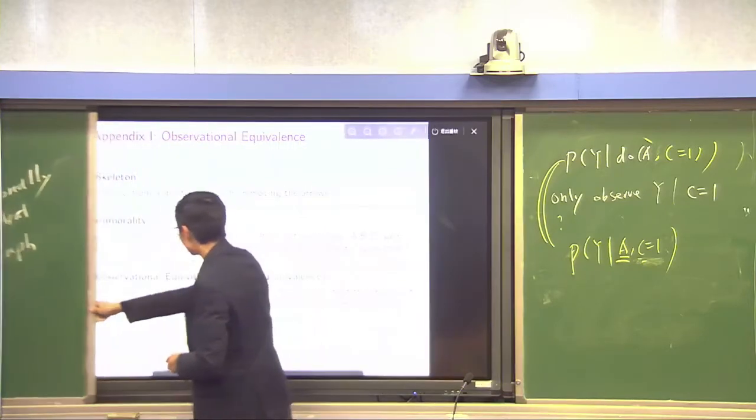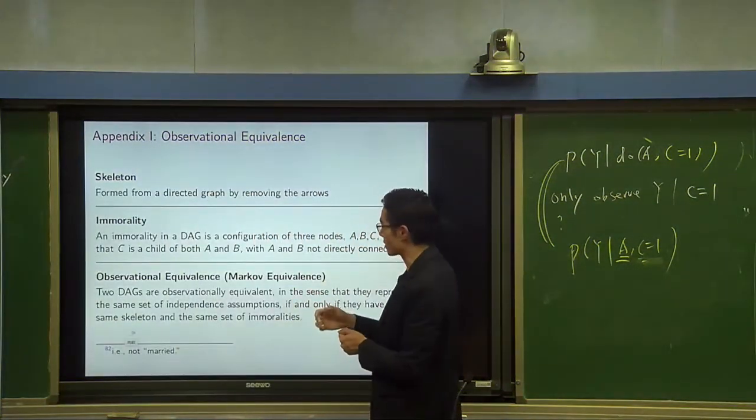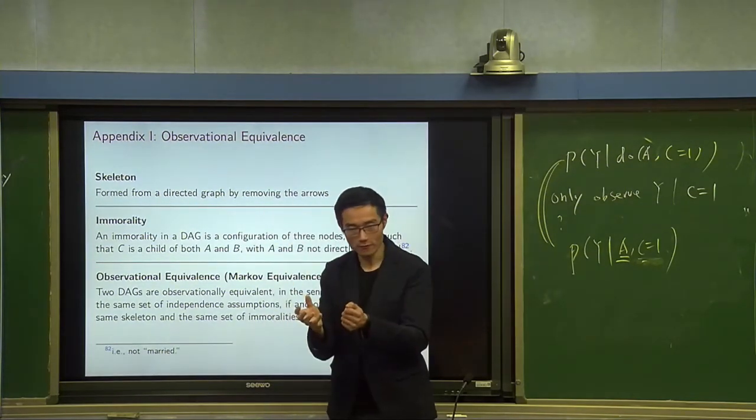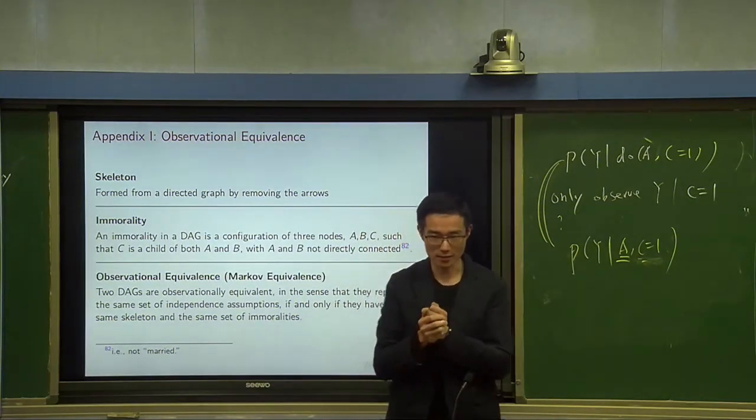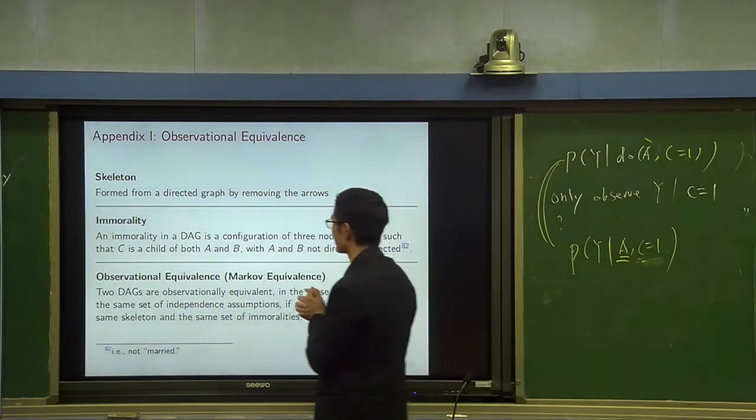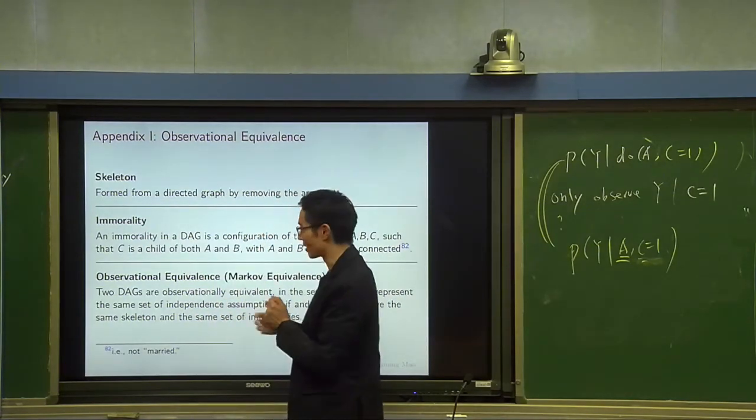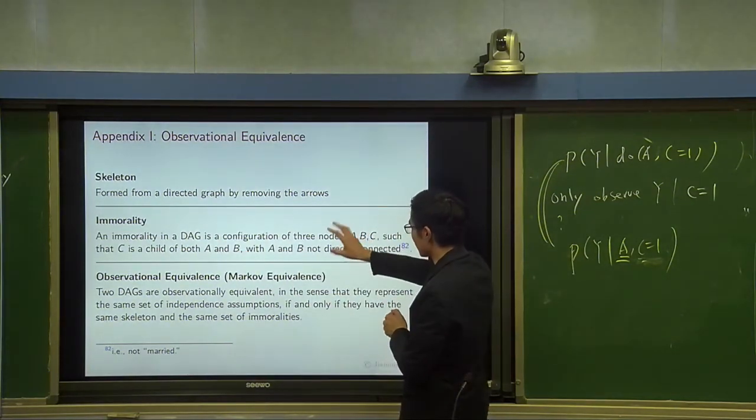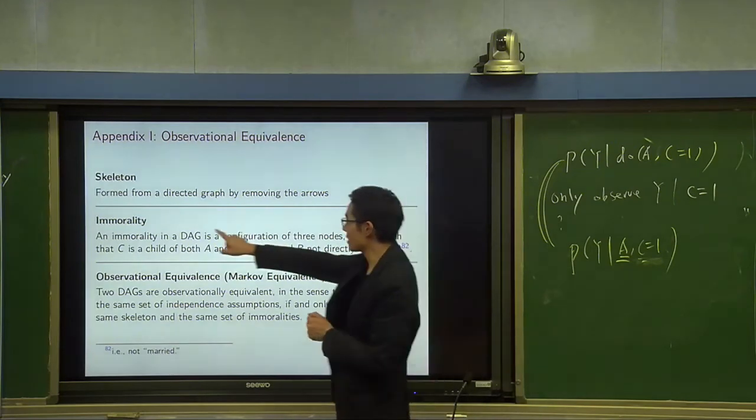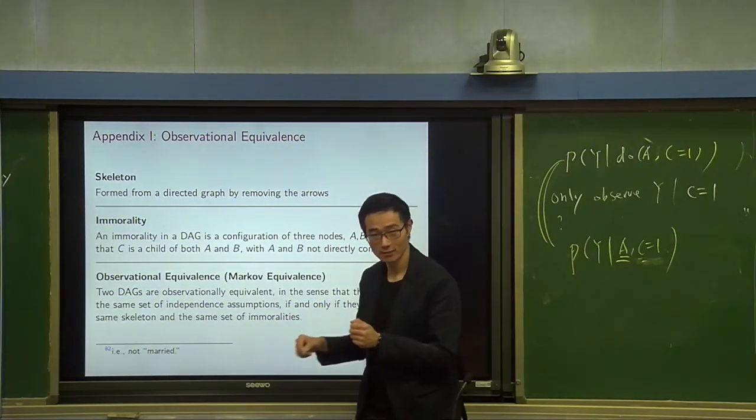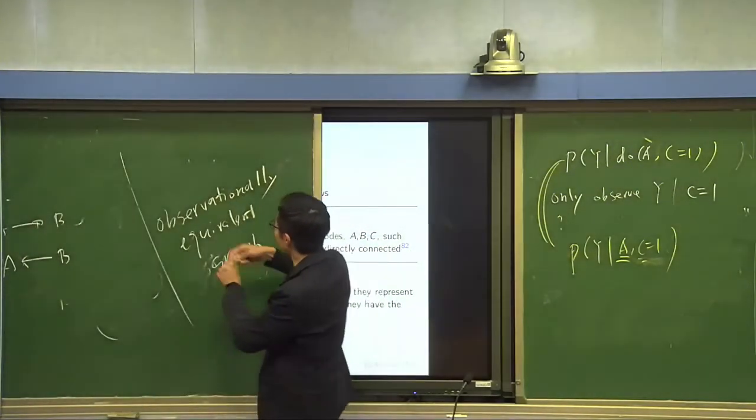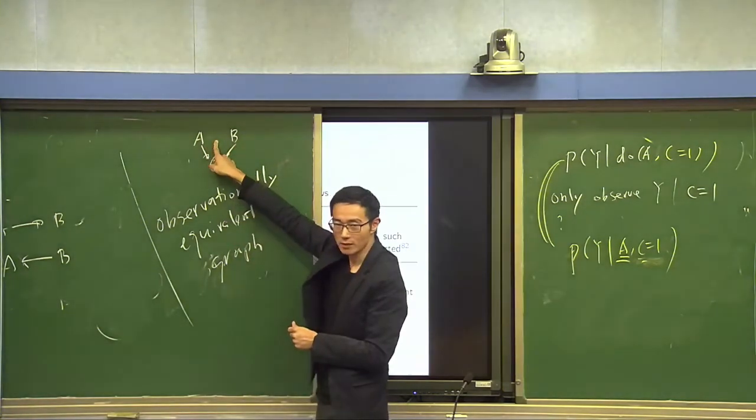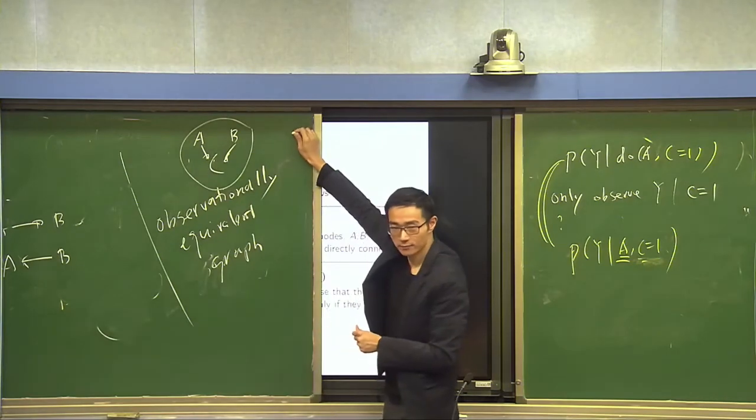The theorem is, we first need to define several things. We define a skeleton: once we have a graph and we remove all the arrows, that's called a skeleton. Okay, the skeleton of the graph is removing all the arrows. I'm also going to define something called immorality, so that's a funny concept. An immorality in a DAG, a directed graph, is a configuration of three nodes A, B, C, such that C is a child of A and B, but A and B are not directly connected. So if we have A, B, C, A goes to C, B goes to C, but there's no connection between A and B, we call this an immorality.